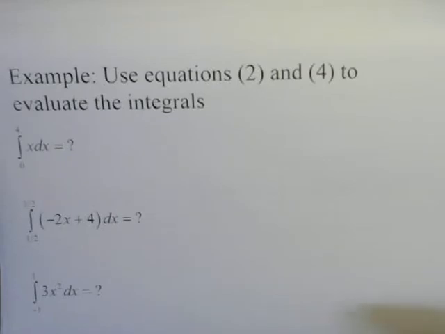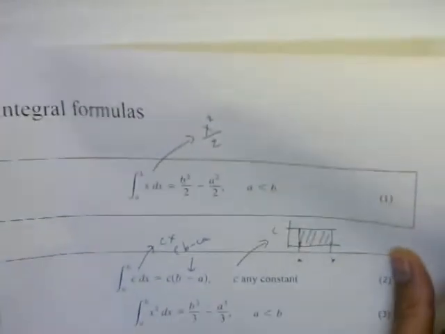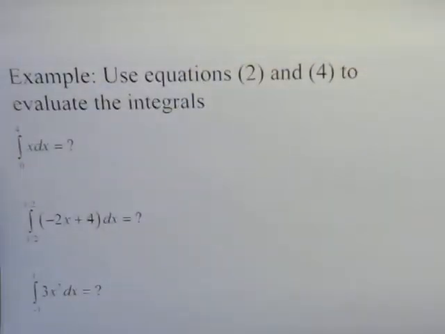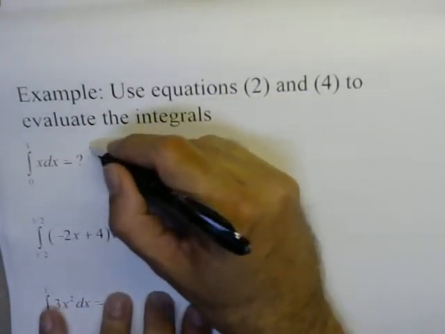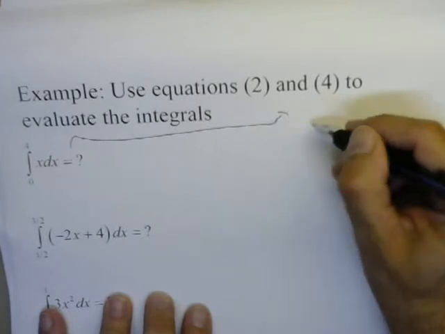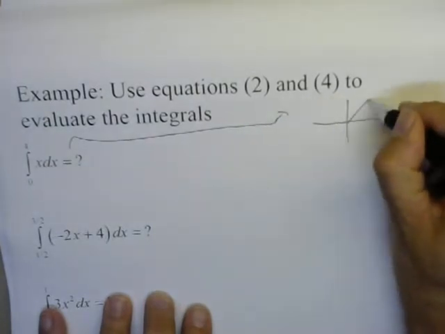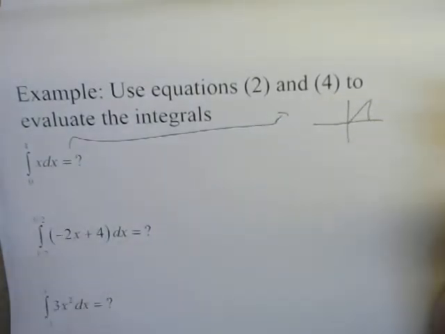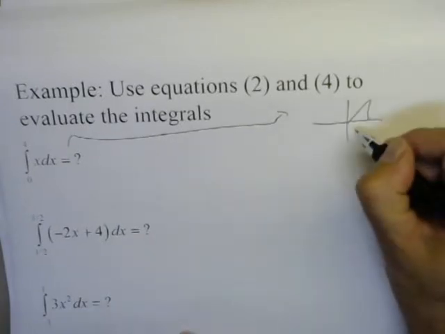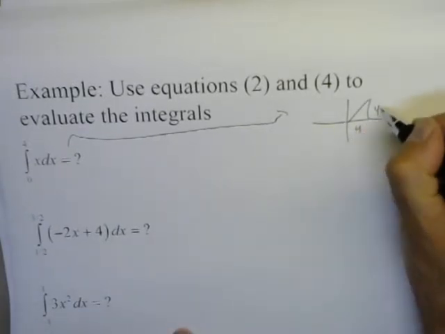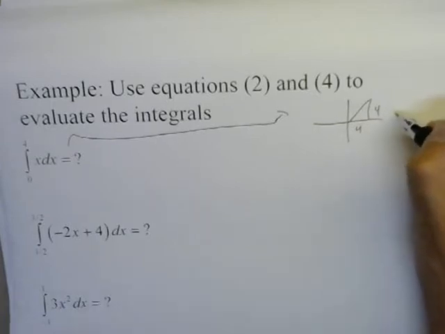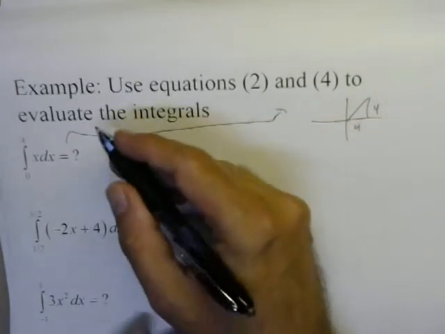So let's use these equations we just looked at to evaluate some integrals. Again, you could just think of this as an area if you want. For example, this first one is just the line y equals x between 0 and 4. So it's just the area of a triangle, where this length is 4 and that length is 4, so the area would be 4 times 4 divided by 2, which is 8. So hopefully we'll get 8 for the area here.